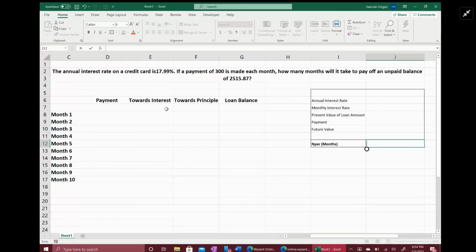So the annual interest rate on a credit card is 17.99%. If a payment of $300 is made each month, how many months will it take to pay off an unpaid balance of $2,515.87? So you can actually use a formula in Excel.